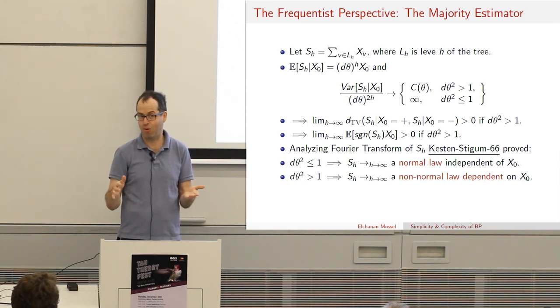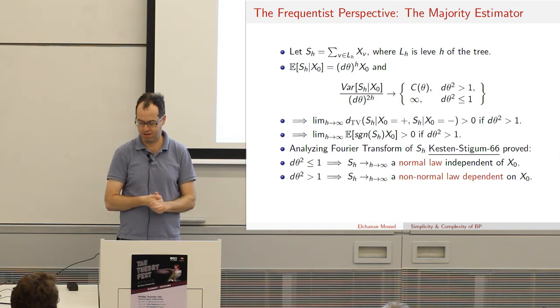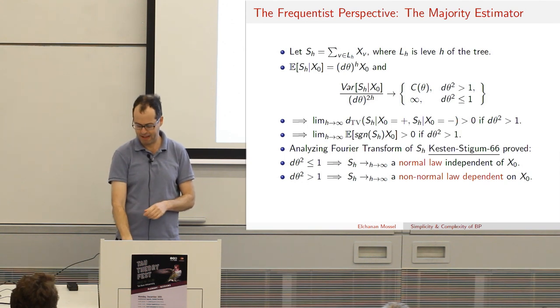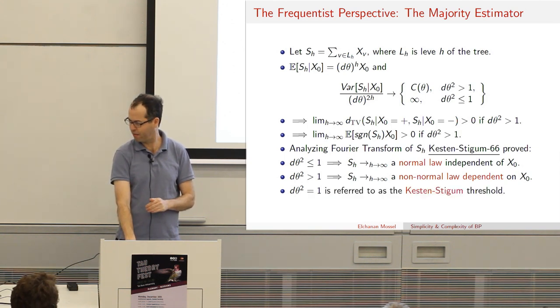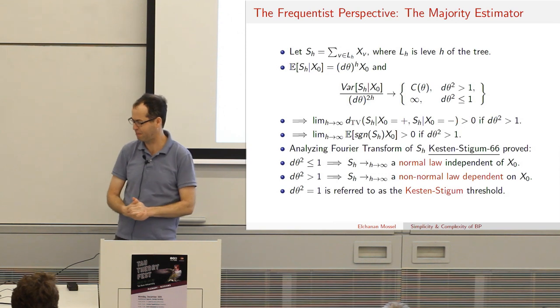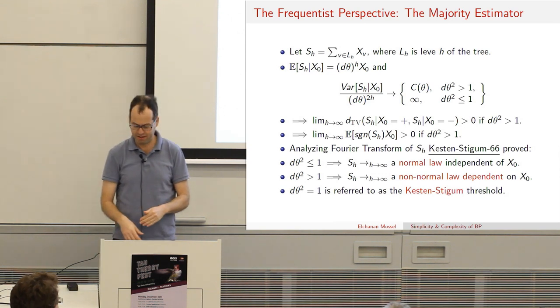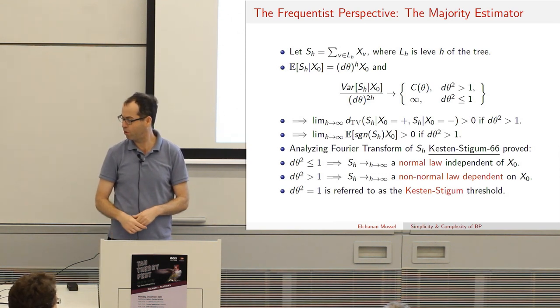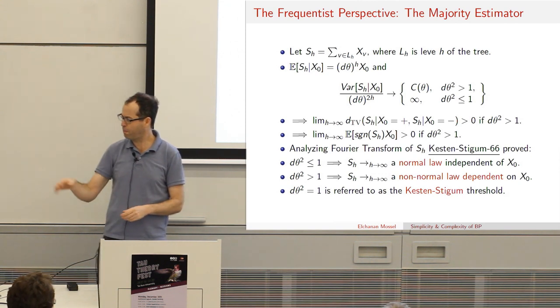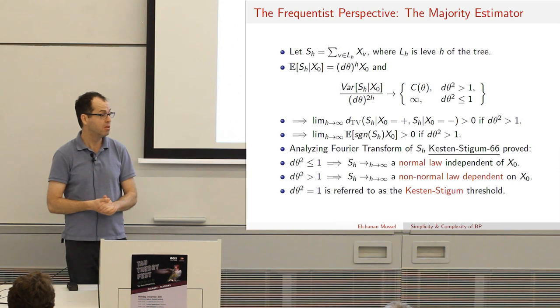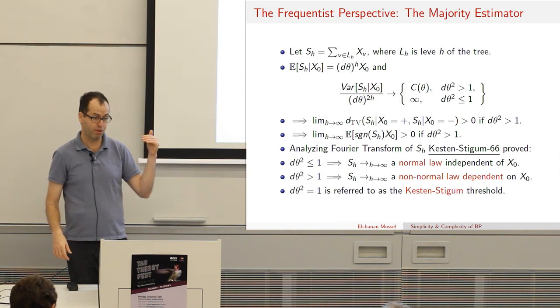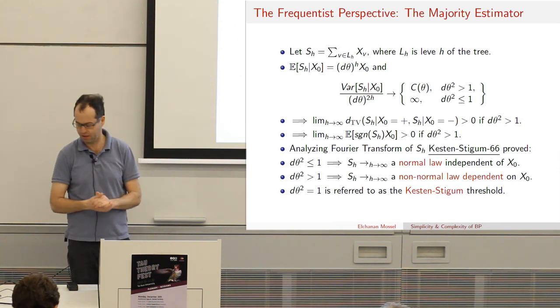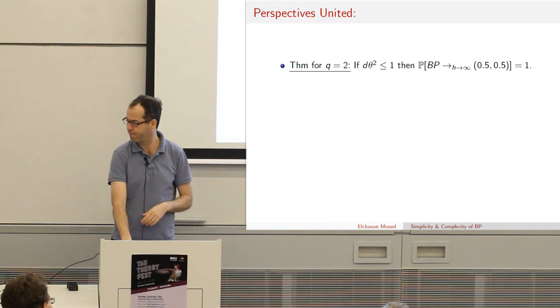OK, so we understand more or less what happens if we just look at the sum of the leaves. Makes us happy. Sounds very statistical. There will be computational aspects soon. And d theta squared equal to 1 is called the Kesten-Stigl bound. And let me mention that this computation is true for every q. So in our mind, we just talked about q equal to 2, but in fact, this Kesten-Stigl computation holds for every q.